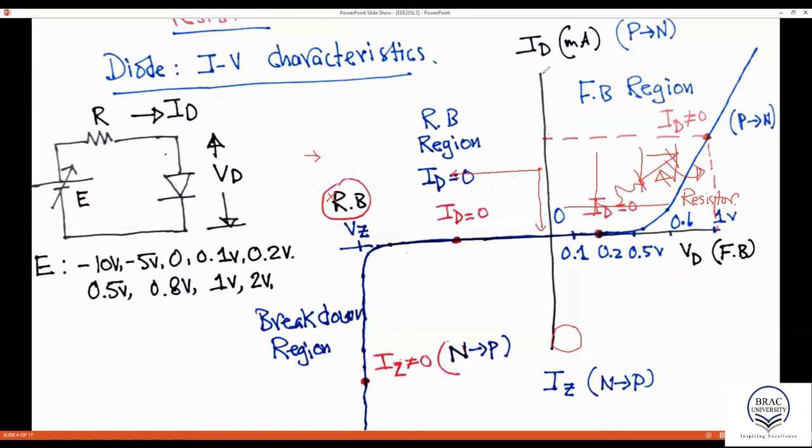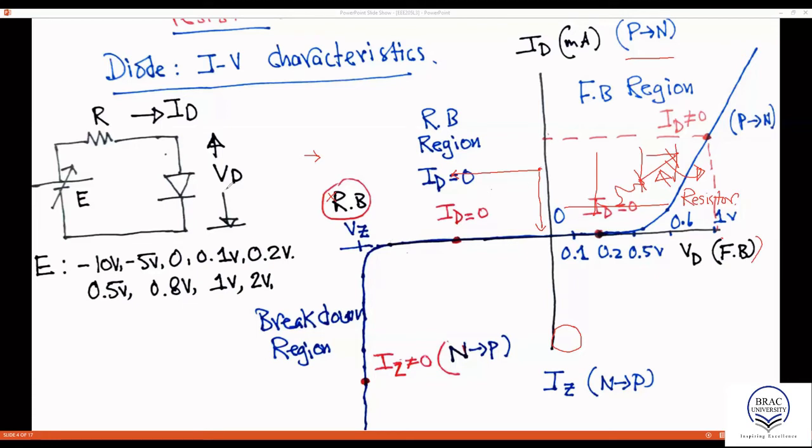Now, the vertical axis upward direction, that means positive y direction, indicates the current is flowing from P side to N side. And the negative y direction or negative current direction indicates the current is flowing from N side to P side. And for the horizontal axis, the positive value of the x-axis or positive value of voltage indicates that it is forward biased, and the negative value of the voltage indicates it is reverse biased.